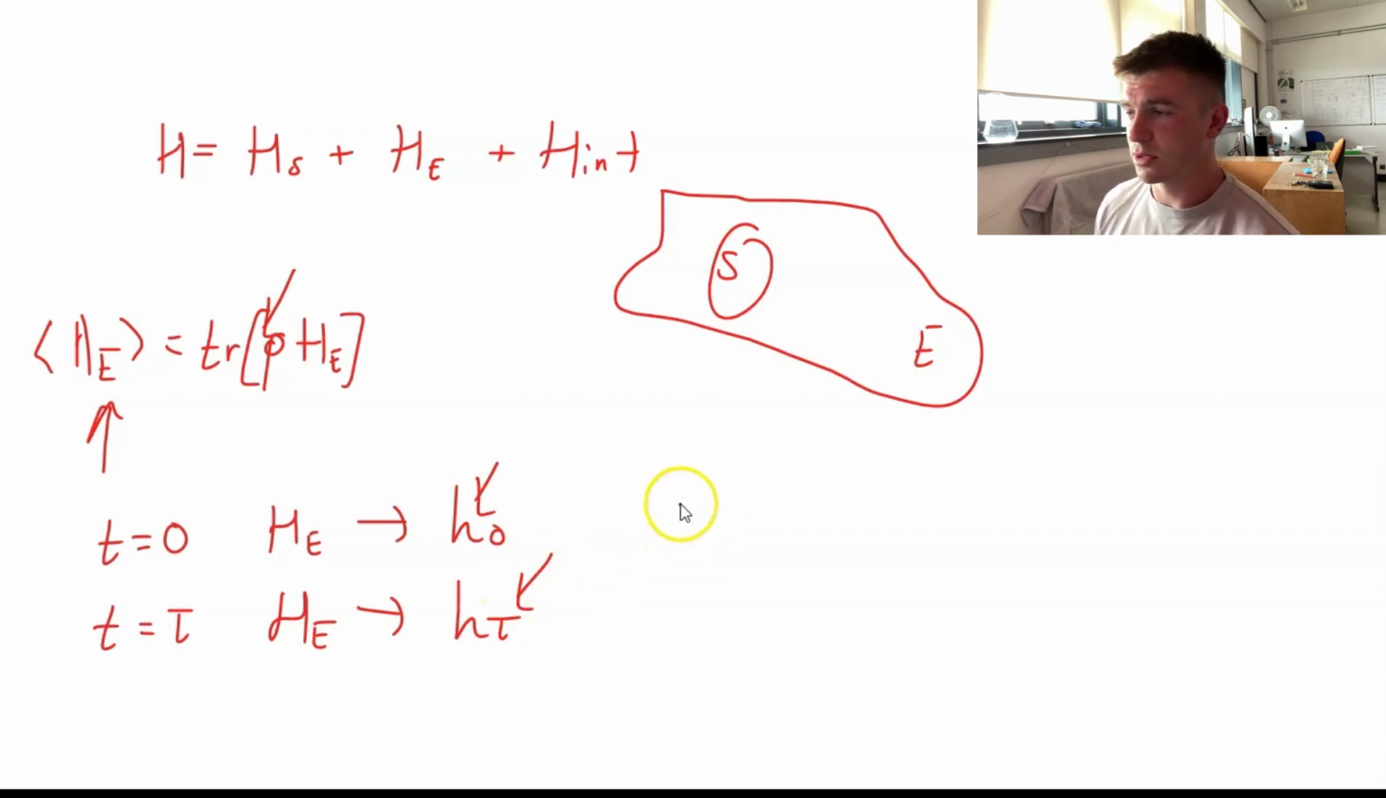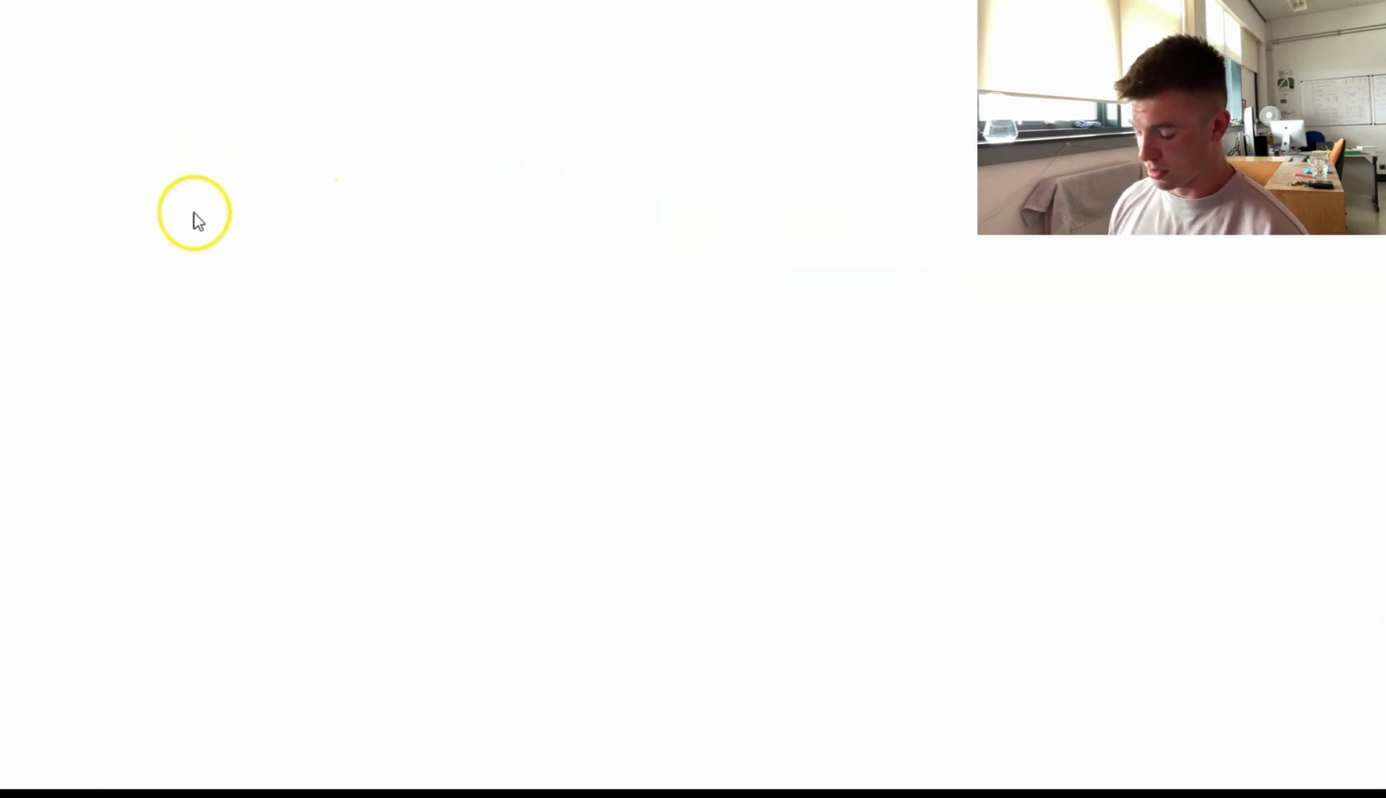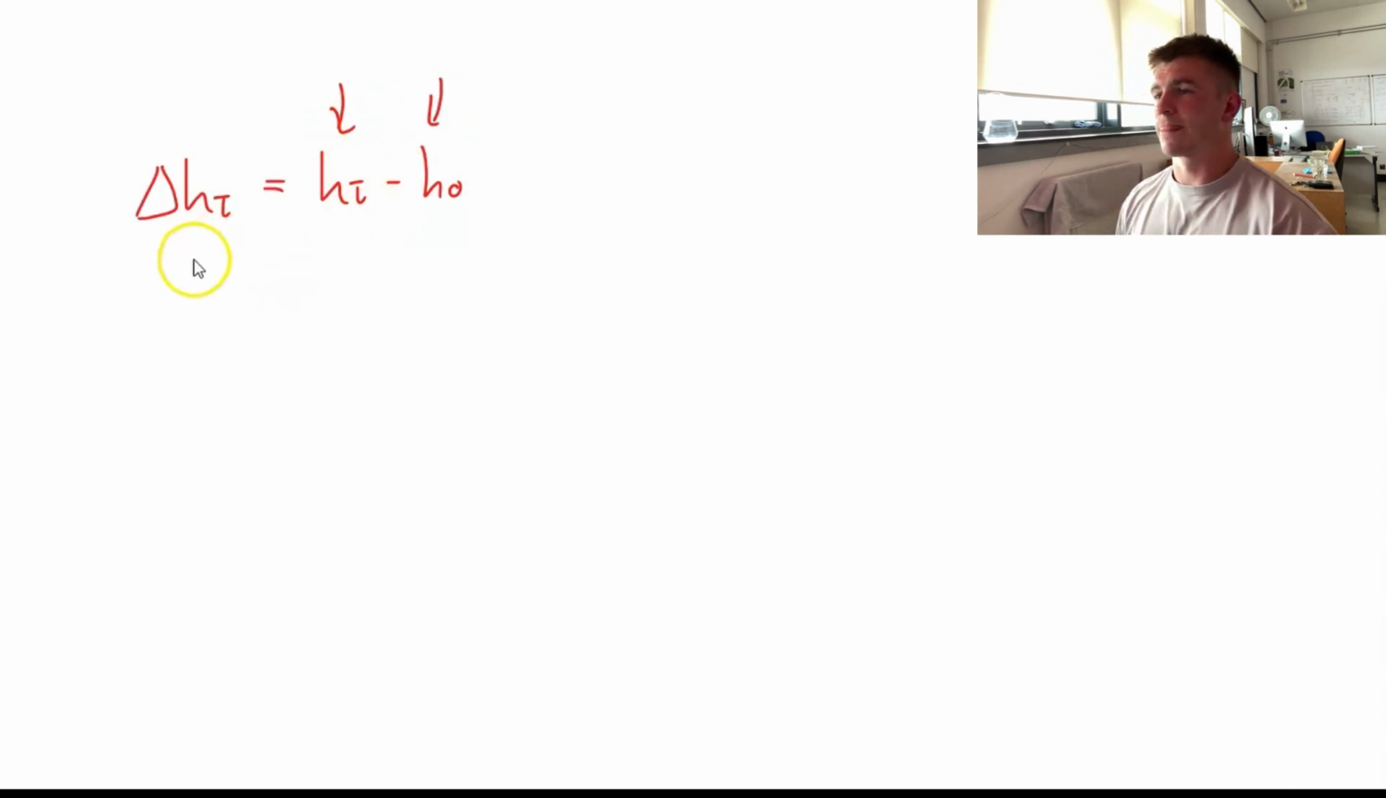And now what we're going to do is define a stochastic quantity. We'll call it delta h sub tau, and that's simply going to be the difference between these two values. So we've taken our two measurements and we've defined a value that is the difference between the outcomes that we got. And like we said, both of these are going to be eigenvalues of the bath Hamiltonian. So let's repeat this a bunch of times.